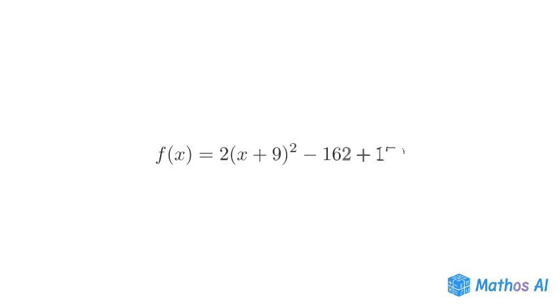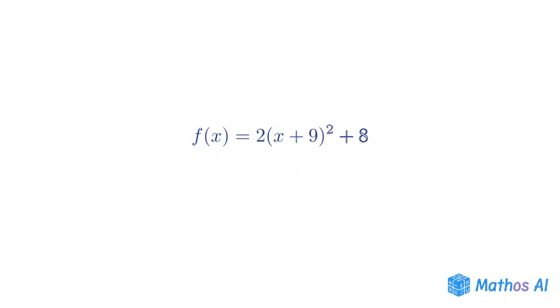Distributing the 2 and simplifying further, we get our final vertex form, f of x equals 2(x + 9) squared plus 8. And there it is, the vertex form of our quadratic equation. This form tells us the vertex is at (-9, 8), which is the lowest point of our parabola.